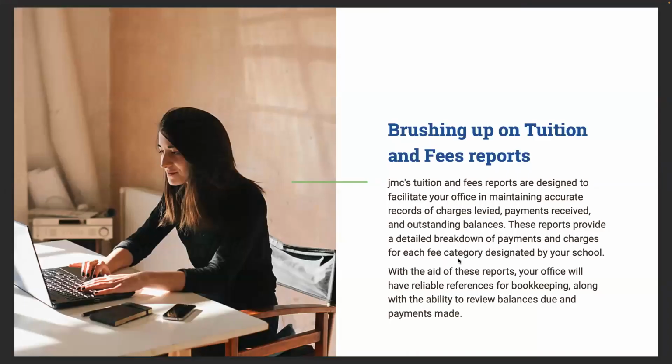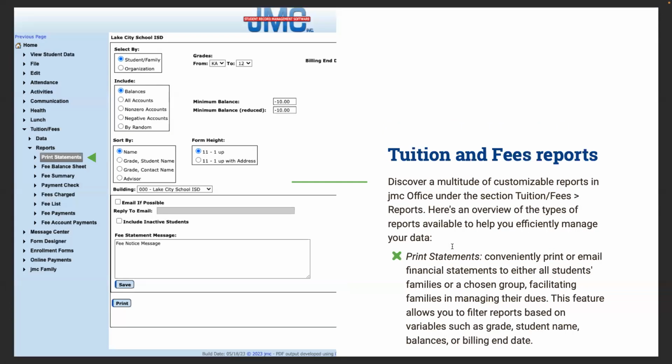JMC's tuition and fees reports are designed to facilitate your office in maintaining accurate records of charges levied, payments received, and outstanding balances. These reports provide a detailed breakdown of payments and charges for each fee category designated by your school. With the aid of these reports, your office will have reliable references for bookkeeping, along with the ability to review balances due and payments made.